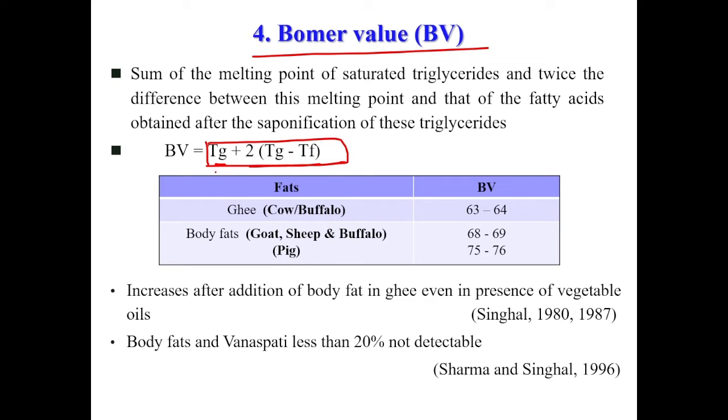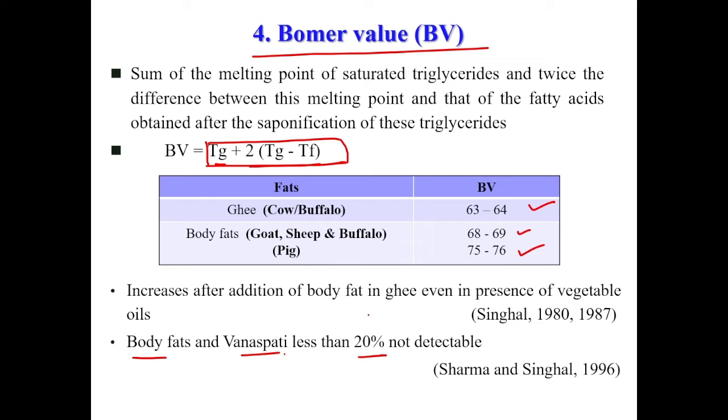So Boehmer value is equal to Tg plus twice of (Tg minus Tf): the melting point of the saturated triglycerides plus twice the difference between that and the melting point of the fatty acid obtained after the saponification of these triglycerides. Ghee has a Boehmer value ranging from 63 to 64, whereas body fat has a Boehmer value ranging from 68 to 69 for goat, sheep and buffalo fats, and for pig body fat it ranges from 75 to 76. So it increases after the addition of body fat in ghee, even in the presence of vegetable oil. Using this test, we can detect body fats and vanaspati at greater than 20% level, but if they are added at a lower level, less than 20%, this test is not useful.